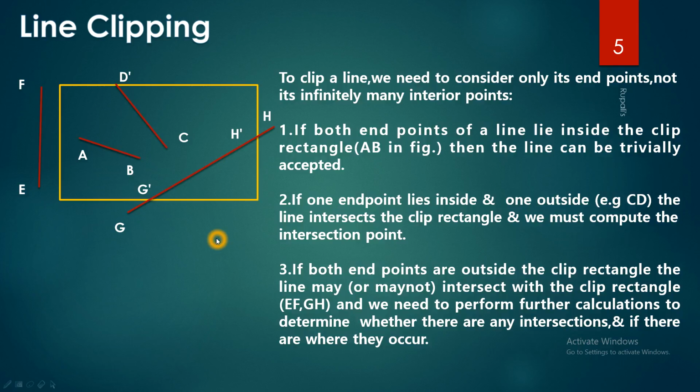If both endpoints are outside the clip rectangle, the line may or may not intersect with the clip rectangle. Consider EF and GH. In case of EF, this line is rejected because it is outside the clip window, and GH, in this case you have to consider this intersection point and this intersection point. We need to perform further calculation to determine whether there are any intersections. Yes, there are intersections G dash and H dash, and if there are, where they occur.